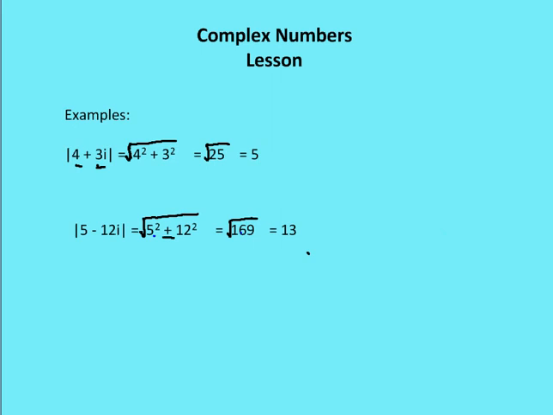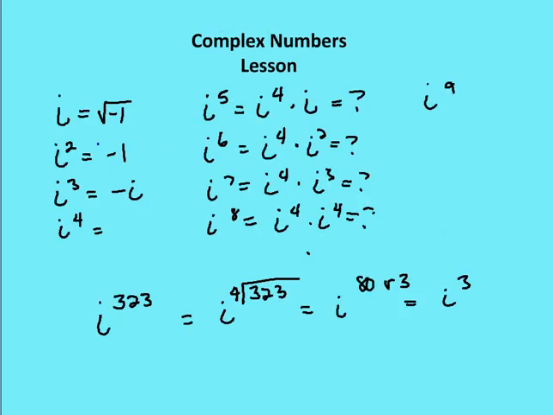All right, last part. I want to talk to you about patterns that occur with exponents and imaginary numbers. So i, or i to the first, is simply, as defined, the square root of negative 1. i squared is the square root of negative 1 times the square root of negative 1, which is simply negative 1. The square root of any number squared is just that number itself. i to the third is i squared times i, so I can say that it's negative i.